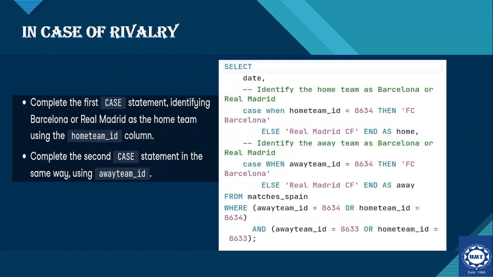Then in case of rivalry, complete the first case statement identifying different columns using the home team ID column and then complete the second case statement in the same way using away team ID.